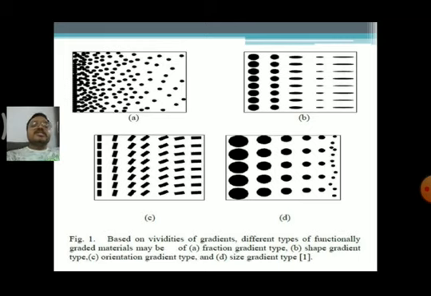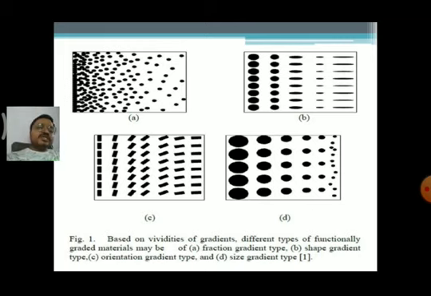continuously changing the direction of the flakes, so continuously changing the direction of the molecules in the material, and in the last phase we have seen it in the x direction. So change of direction is observed in this type of gradation, that is the orientation gradient type. And the last one is the size gradient. The size gradient is used to reduce or increase the size of the molecules in the material.